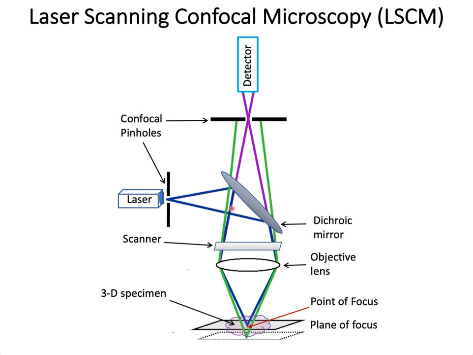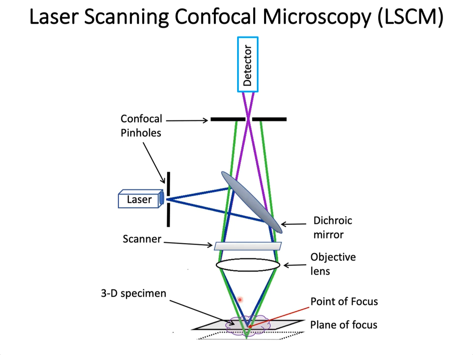The laser light, the blue line, passes through the pinhole, is deflected by the dichroic mirror onto the mirrors that scan the light. The light then passes through the objective lens onto the fluorescent specimen and excites the fluorophores, or the fluorescent stain, at a single point of focus.